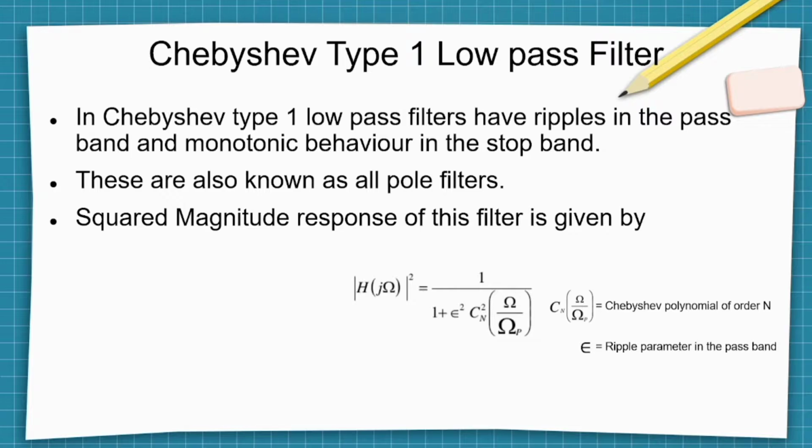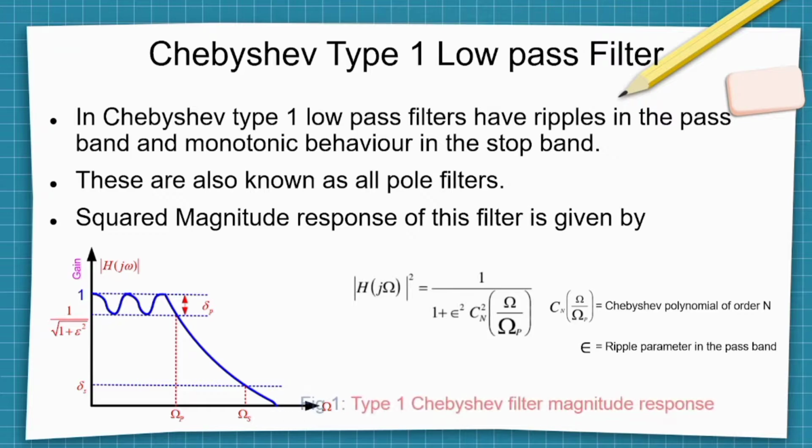Chebyshev Type 1 low pass filter. In Chebyshev Type 1 low pass filters, we have ripples in the passband and show monotonic behavior in the stopband. Type 1 filters are also known as all-pole filters. The squared magnitude response of the filter is given by |H(j omega)|^2 = 1 by 1 plus epsilon square Cn square (omega by omega p), where Cn(omega by omega p) is the Chebyshev polynomial of order n, and epsilon is the ripple parameter in the passband. The following figure shows the magnitude response of Type 1 Chebyshev low pass filter.